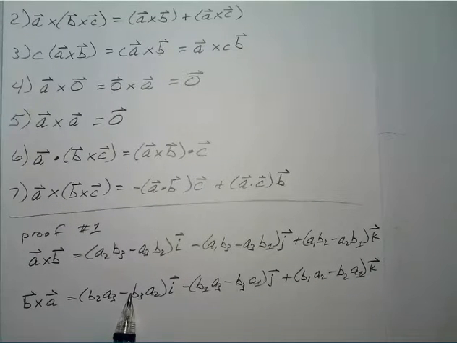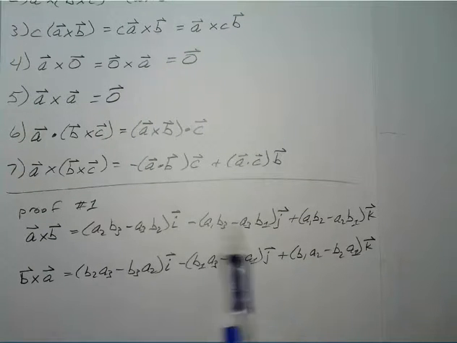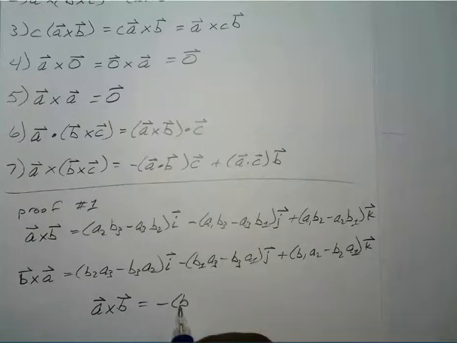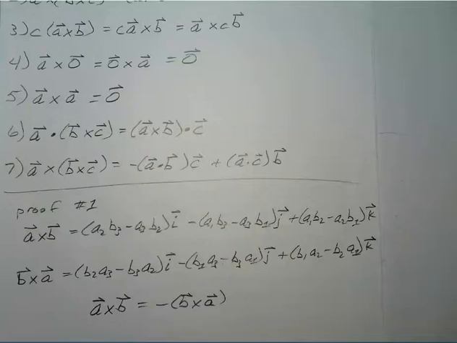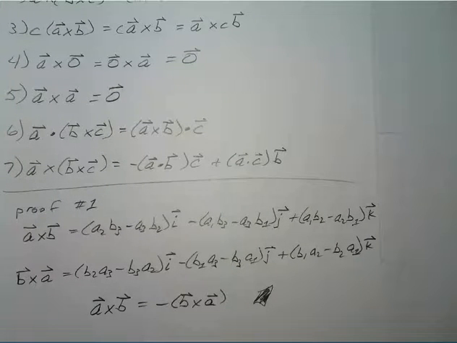If you factor out a negative from each one of these terms, you will end up with your cross product of A and B. That means your cross product of A and B is equal to the negative of the cross product of B and A. And the rest of them are proven pretty much similar ways.